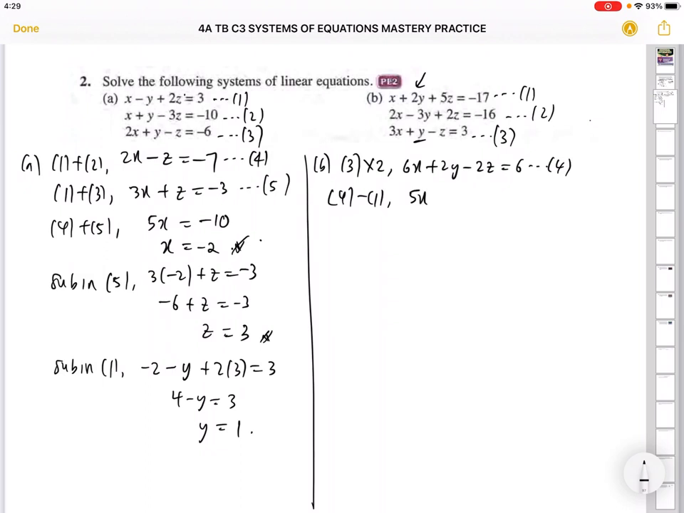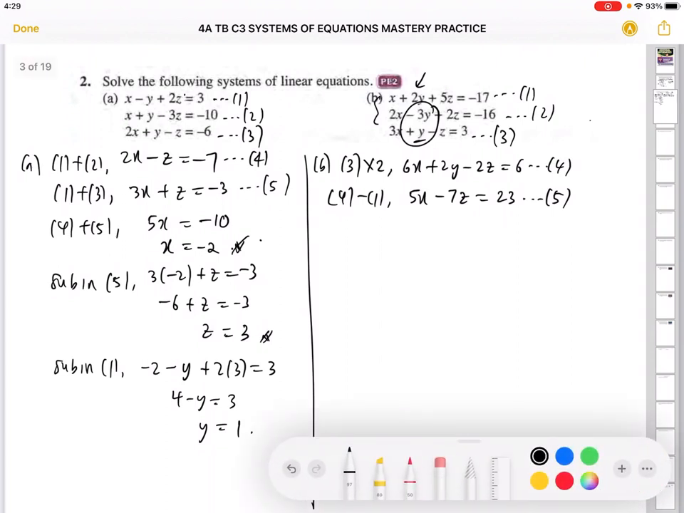Minus 2z minus 5z is minus 7z. Equation 6 minus 17, so it's 23. Equation number 5. All right, at the same time, I also want to make this the same. Yeah, it's easier to take equation 3 times 3 rather than trying to make equation 2 and 3 the same, like 2 times 3, 3 times 2, that would be harder.